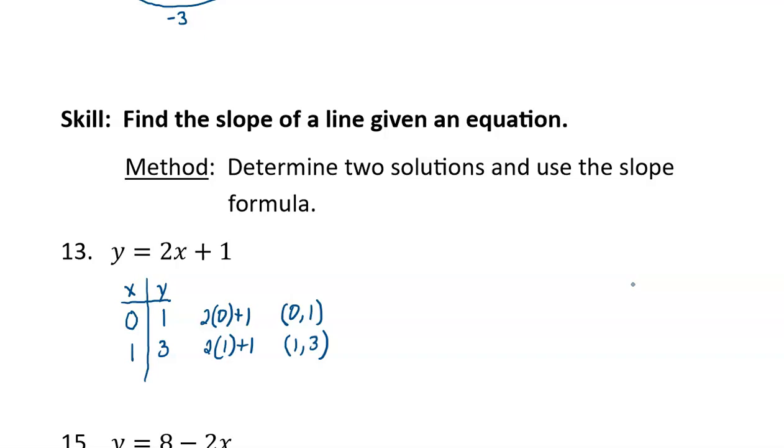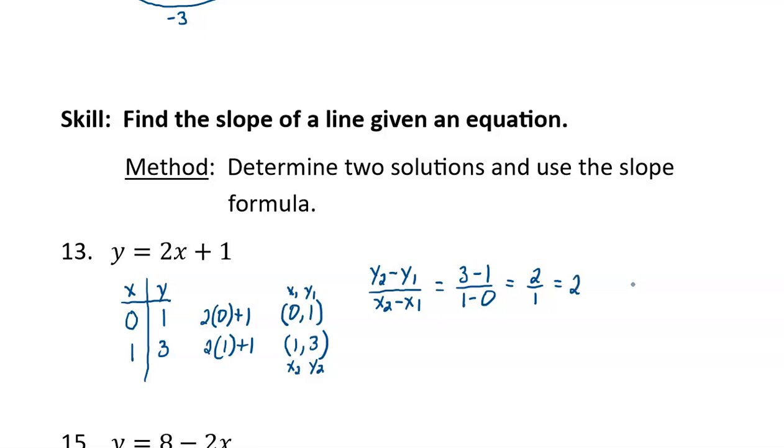Now we have the same kind of math problem that we were just doing. This is the x1 and this is the y1, the x and y coordinates of the first point. This is the x2 and this is the y2, the x and y coordinates of the second point. The formula for slope is y2 minus y1 divided by x2 minus x1. 3 minus 1 and 1 minus 0. This makes 2 over 1, which reduces to 2.